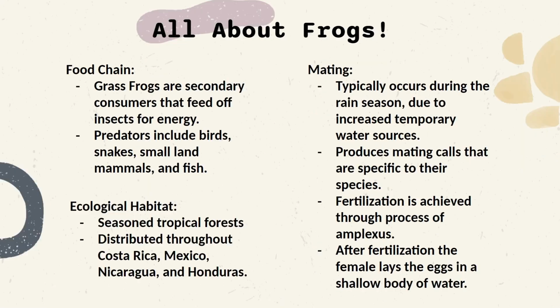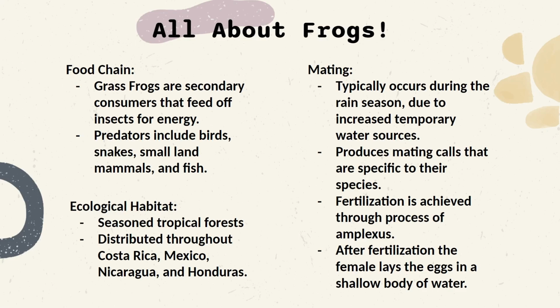When looking at it in the food chain, grass frogs are typically in the middle and are secondary consumers that feed off insects for energy, while also being prey to predators such as birds, snakes, small land animals like raccoons, and also fish as well. Its ecological habitat is in the seasonal tropical forests and is distributed throughout Costa Rica, Mexico, Nicaragua, and Honduras.